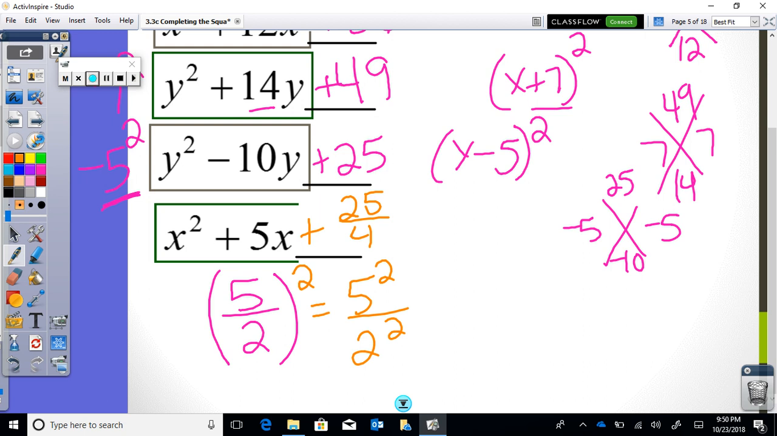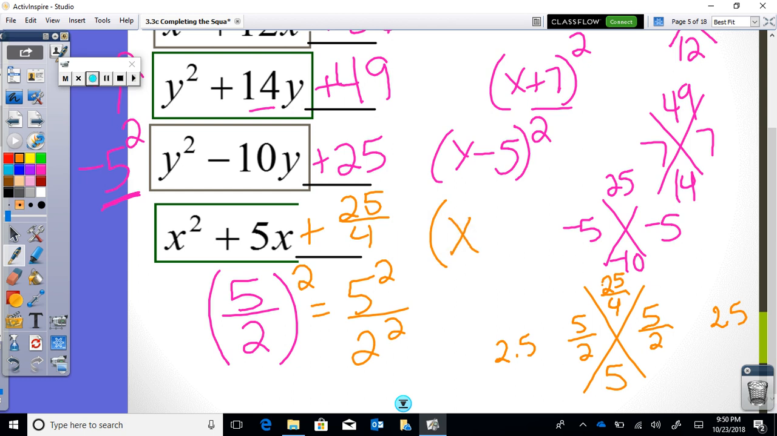And now if I want to factor this bottom piece, you have to think, well, what are two numbers that multiply to 25 fourths but add up to 5? Well, that's 5 halves and 5 halves. Really, that's 2.5 and 2.5. 2.5 times 2.5 multiplies to 25 fourths, and it adds up to 5. And 5 halves times 5 halves is 25 fourths. So then this one factors to x plus 5 halves squared.